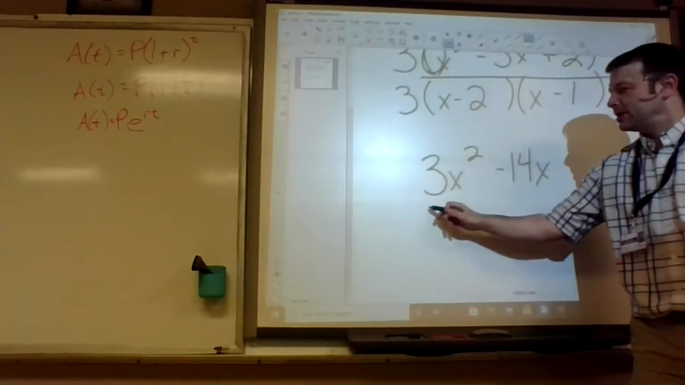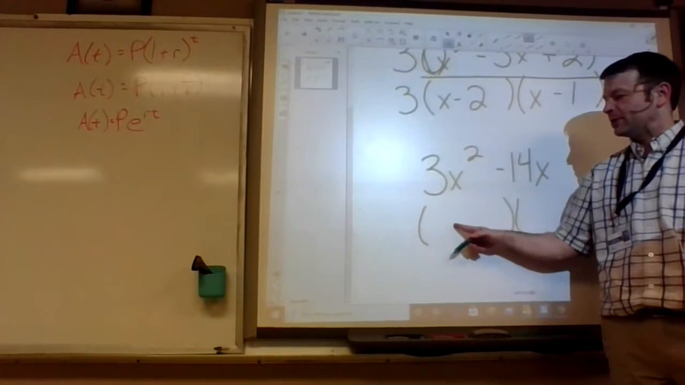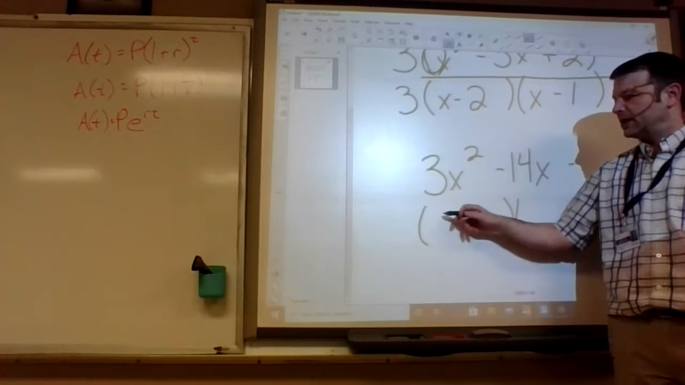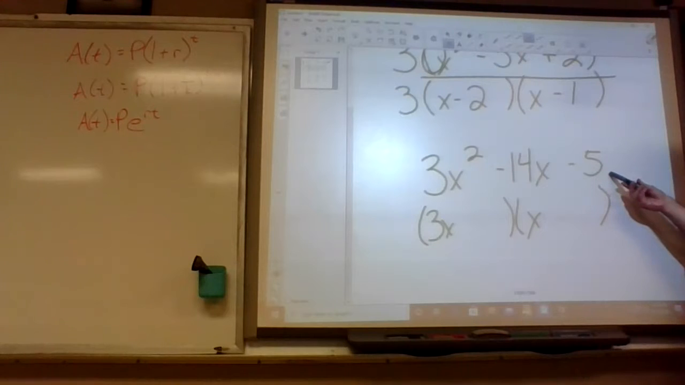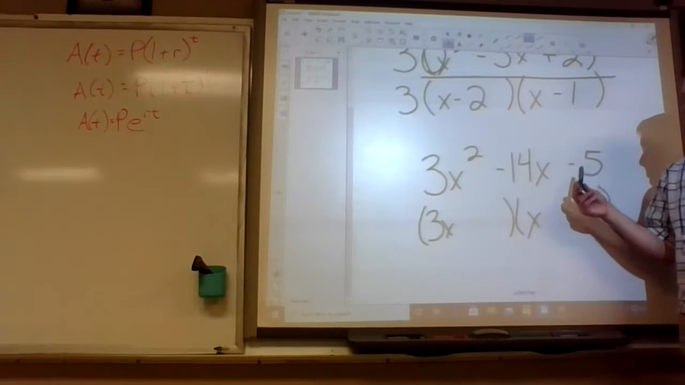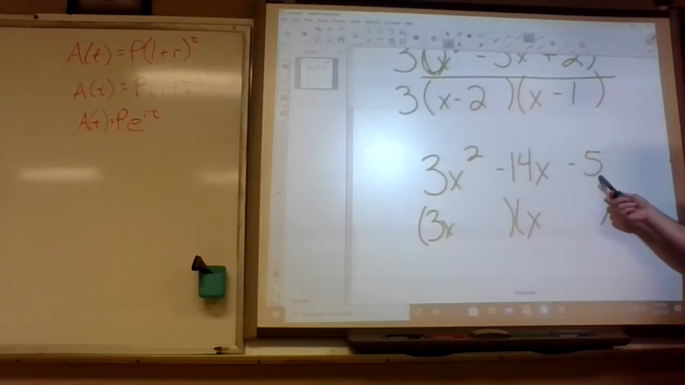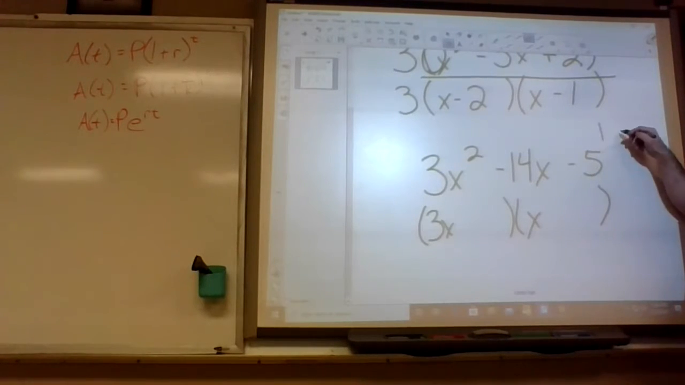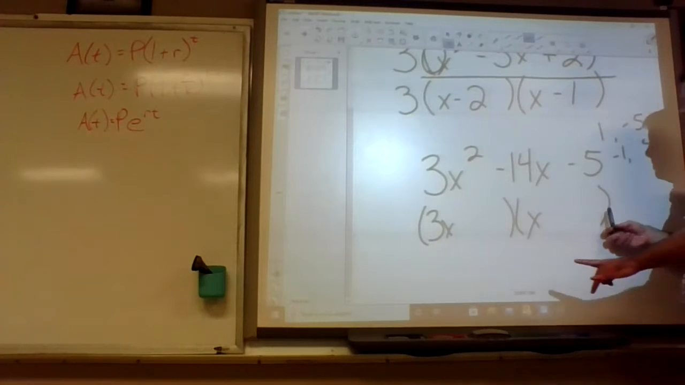Okay, you remember how we started it? What do I put in front here? 3x, and then x, and what do I put in back here? What are my options? 1 or 5. 1 and negative 5, or negative 1 and 5, or we could switch the order, 5, negative 1. So you just kind of got to guess and see what works.